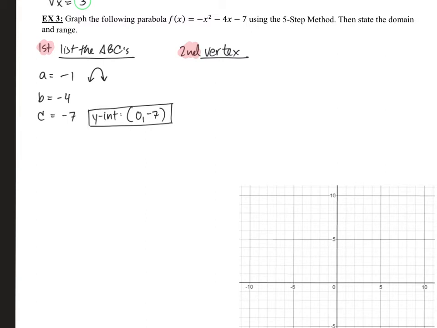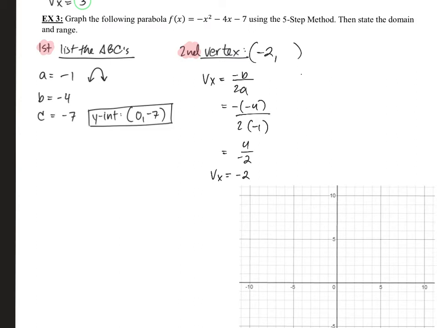So go ahead, you can pause the video and try this out by yourself and check back in with me in a second. So my v sub x value, that is going to be negative b over 2a. And my b value is -4. And my a value is -1. So that'll be 4 over -2, which is -2. So my v value is -2.